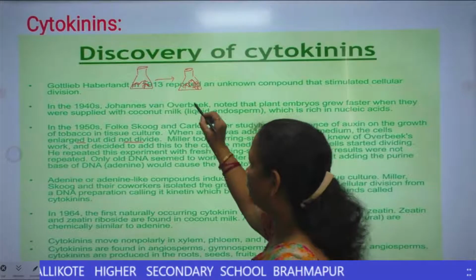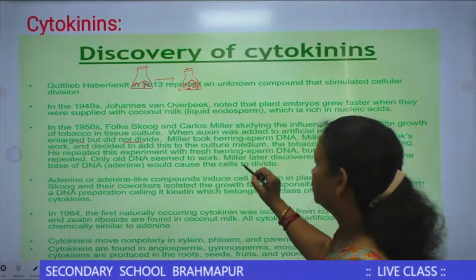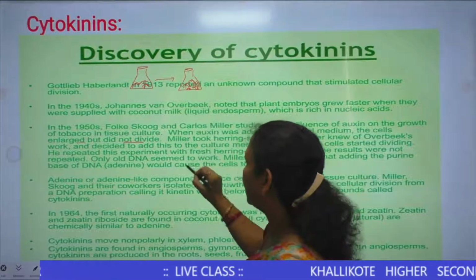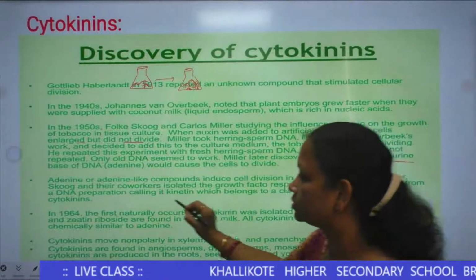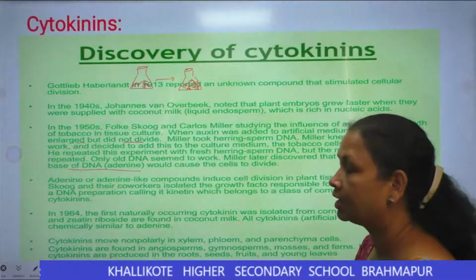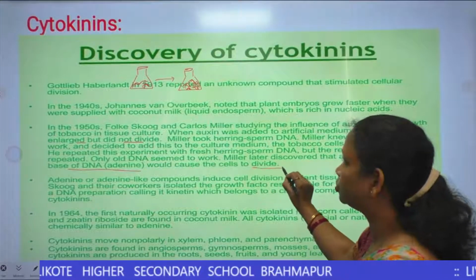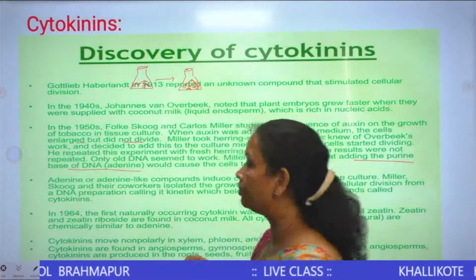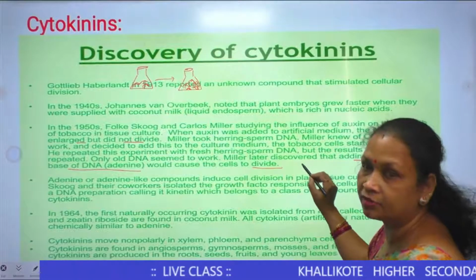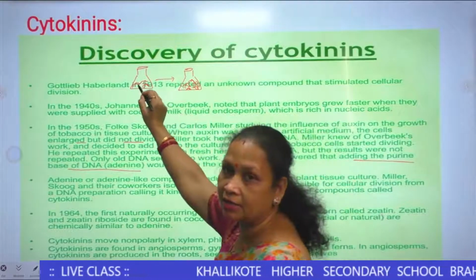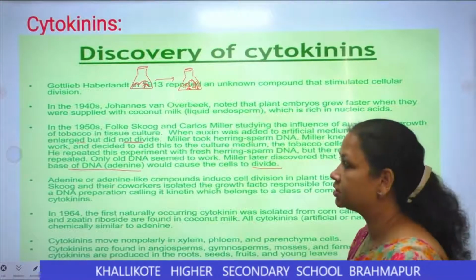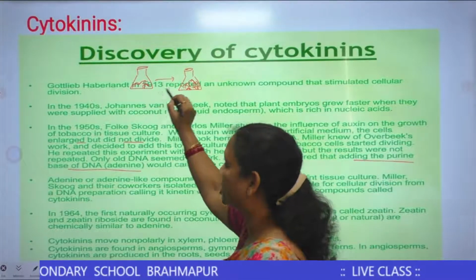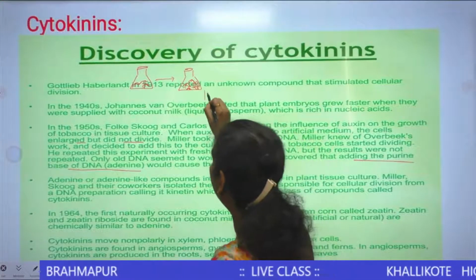So, he found that the old DNA which was added to the mixture helped, and he could find out that addition of purine bases of DNA, that is adenine, would cause the cells to divide. So, this base of DNA, the purine base adenine, helped in the division or replication of the herring fish DNA. He was able to isolate this compound from the herring sperm DNA, which was later known as the compound kinetin.